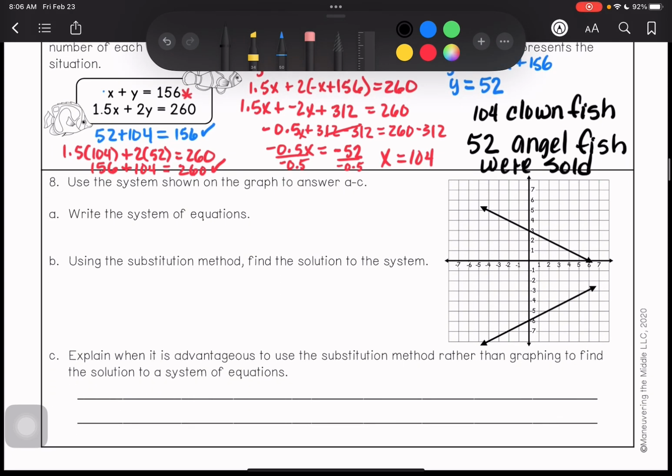All right, number 8. It says use the system shown on the graph to answer A through C. Write the system of equations. Using the substitution method, find the solution to the system.